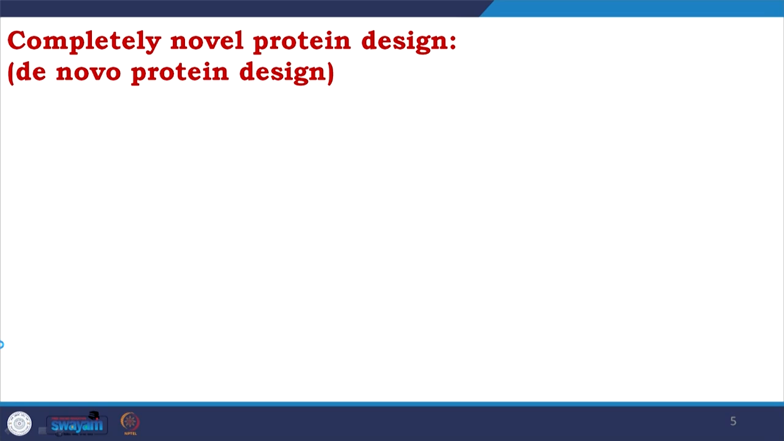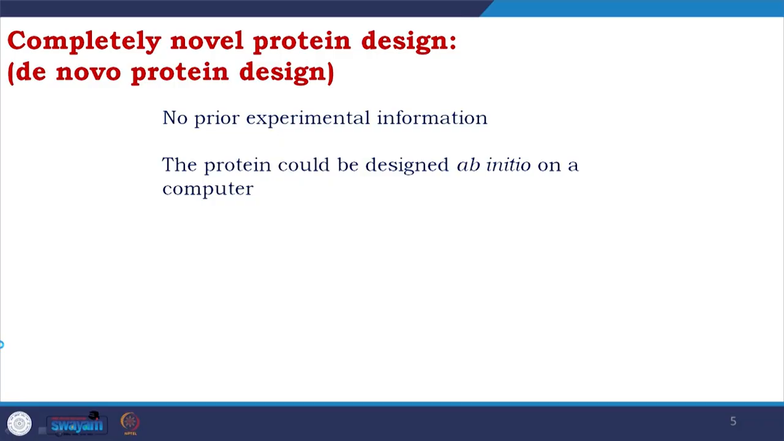So, as I told, today most of this class I will explain completely novel protein design, or de novo design. As I told, there would be no prior experimental information. Whatever a designer will do is to start from scratch. The protein could be designed ab initio on a computer. So, if you do not take any experimental information, how do you start?